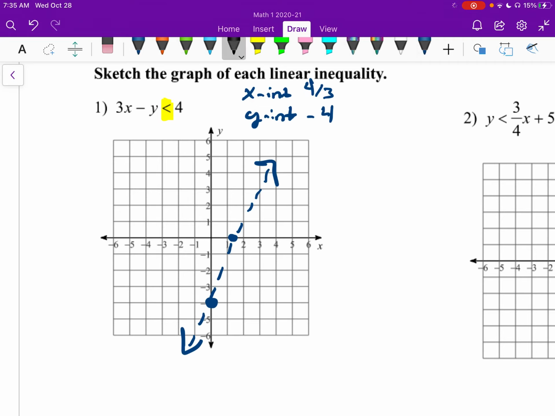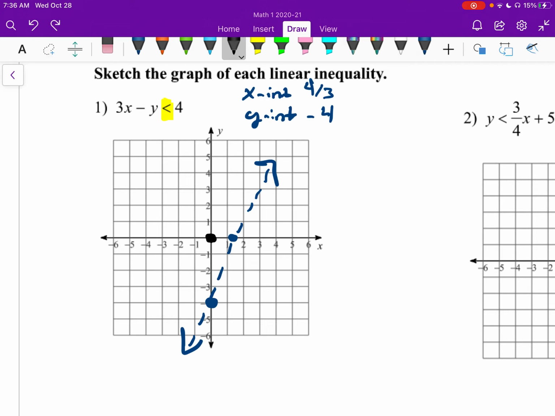Next up, we pick a point to plug in. Normally I pick 0, 0. The only time you cannot pick 0, 0 is if your line actually touches 0, 0, okay? So if it touches 0, 0, you're going to need to pick like -1, 0 or any other point really.